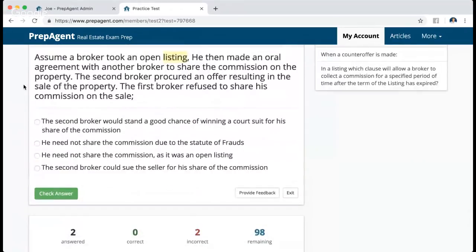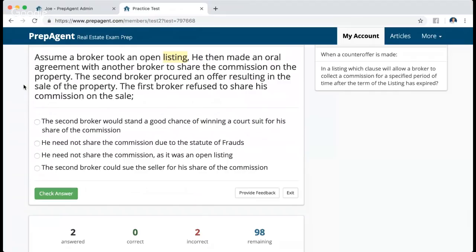Assuming a broker took an open listing. He then made an oral agreement with another broker to share the commission on the property. The second broker procured an offer resulting in the sale of the property. The first broker refused to share his commission on the sale.